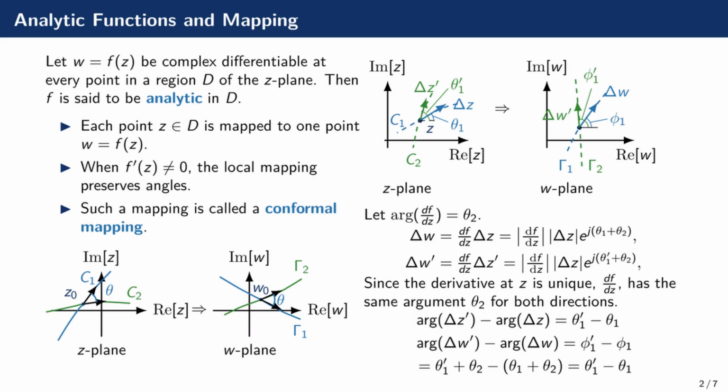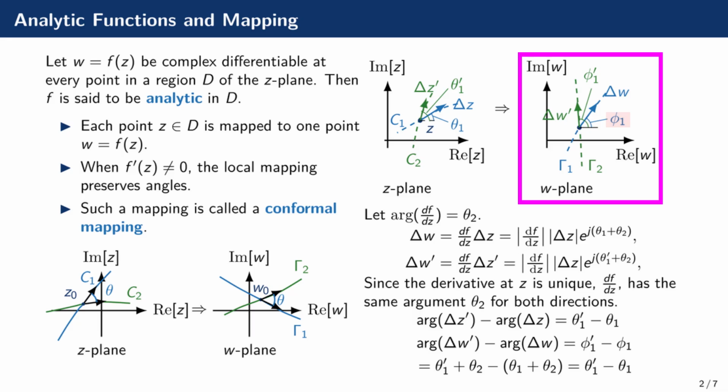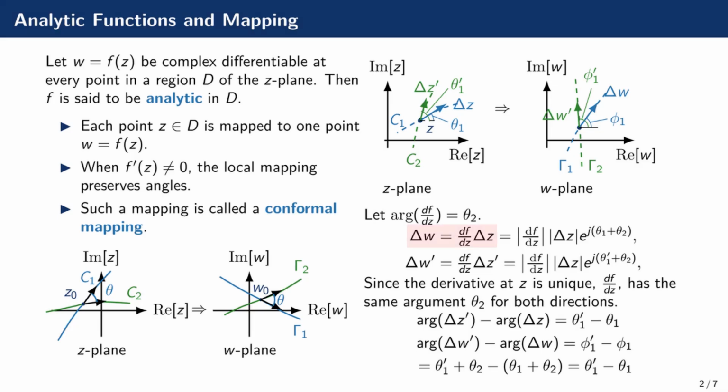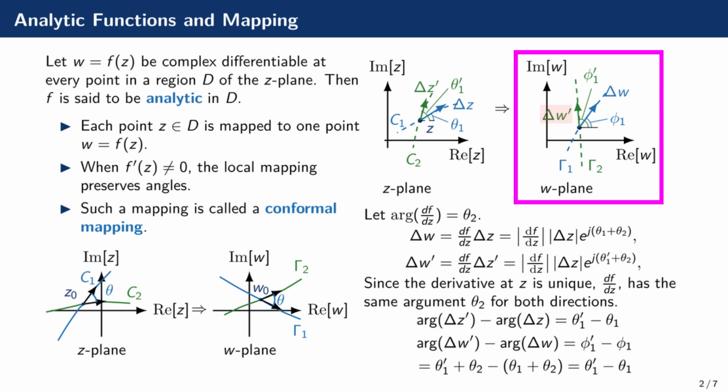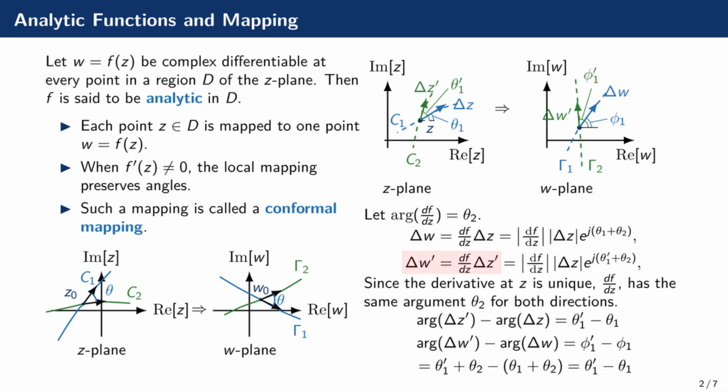Next, we explain why this happens. Take a small displacement delta z from a point z. Let its argument be theta sub 1. The corresponding change in w is delta w, and let its argument be phi sub 1. If the function is differentiable at z, then for a sufficiently small delta z, delta w is df over dz times delta z. The other direction is represented by delta z prime along the curve c sub 2. Let its argument be theta sub 1 prime. After the mapping, delta z prime becomes delta w prime, and let its argument be phi sub 1 prime. Delta w prime is df over dz times delta z prime.